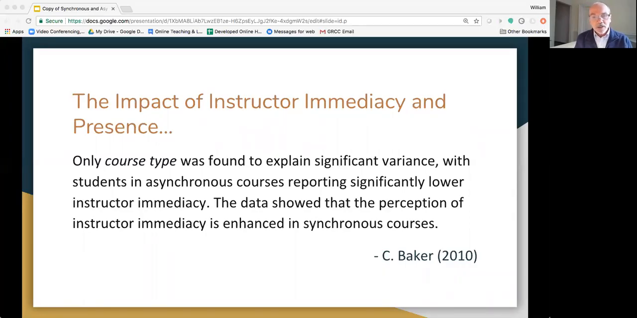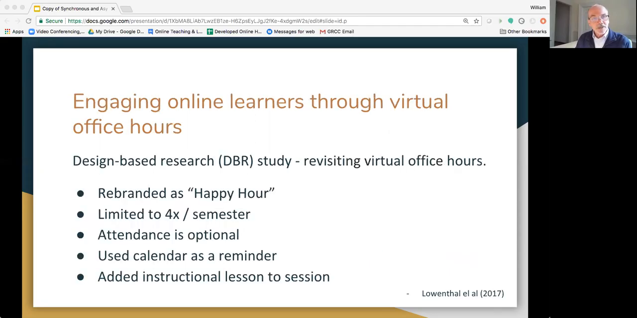So when they looked at some of the other variables, they looked at what was going on in these online courses. And the one thing that seemed to explain this variance was the use of synchronous technology, even in the asynchronous online course. So that was another bit of research that supports that whole concept of utilizing this technology.